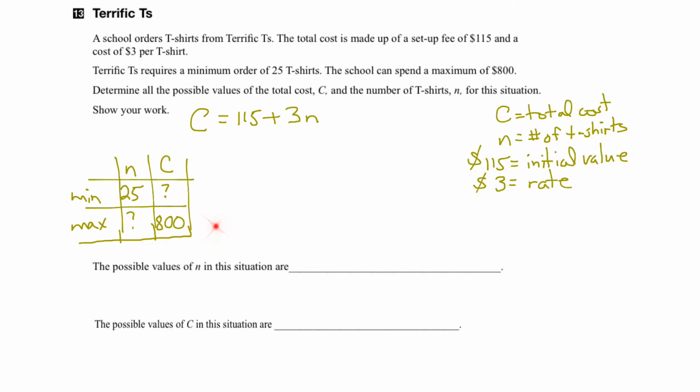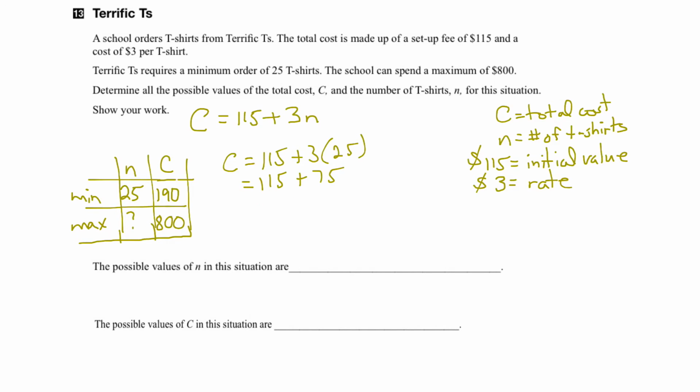So this becomes an ordered pair table, and so if we want to start to try to find C, we can just simply plug 25 into the equation and see what we get. So in this case, C would equal 115 plus 3 times 25. This would equal 115 plus 75. We add those two together to get 190. So this means if we ordered the minimum number of t-shirts here, then the minimum cost would be $190.